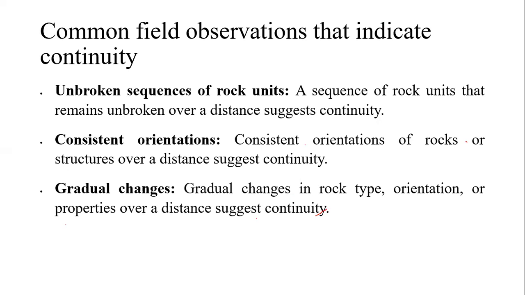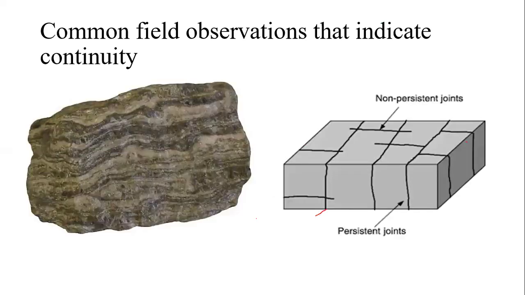When we say gradual changes, let's say we see colors changing gradually. They must not be abrupt, but must change gradually, let's say from yellow to a light yellow. Then we know we are still seeing continuity. We're going to be seeing these things when we are in the field. You can now see that we've got some persistent joints.